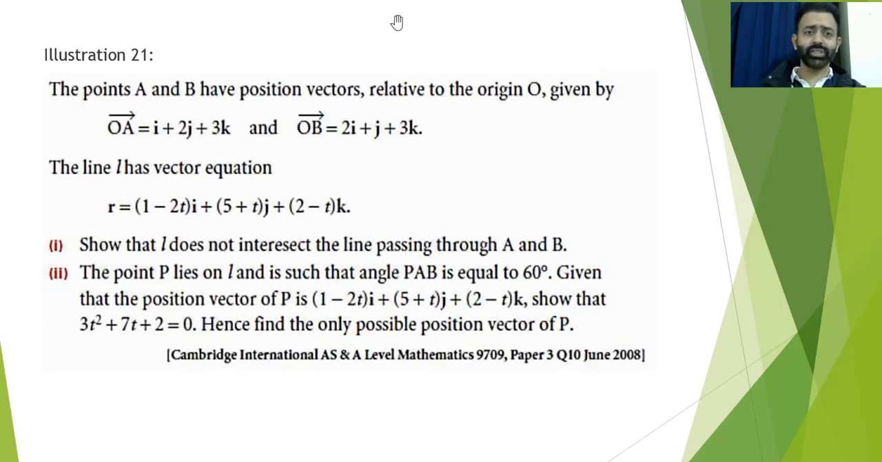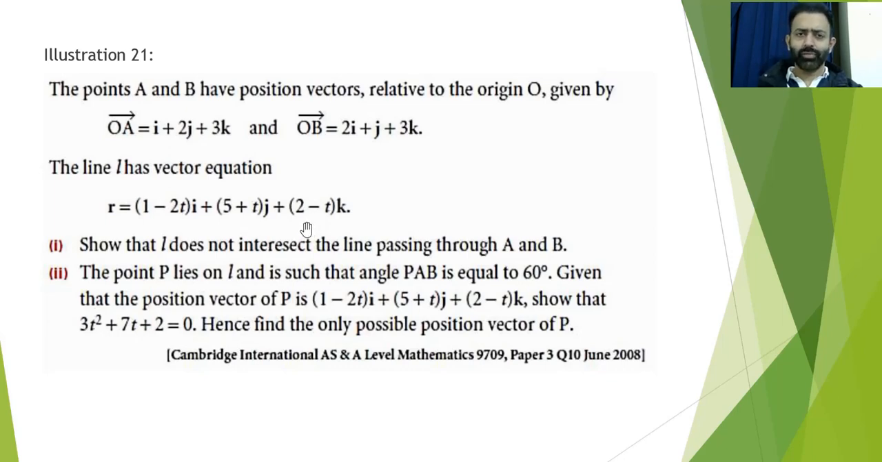It says that the points A and B have position vectors relative to the origin, OA and OB. There is a line L which has a vector equation like this. We have to show that this line L does not intersect the line passing through A and B.